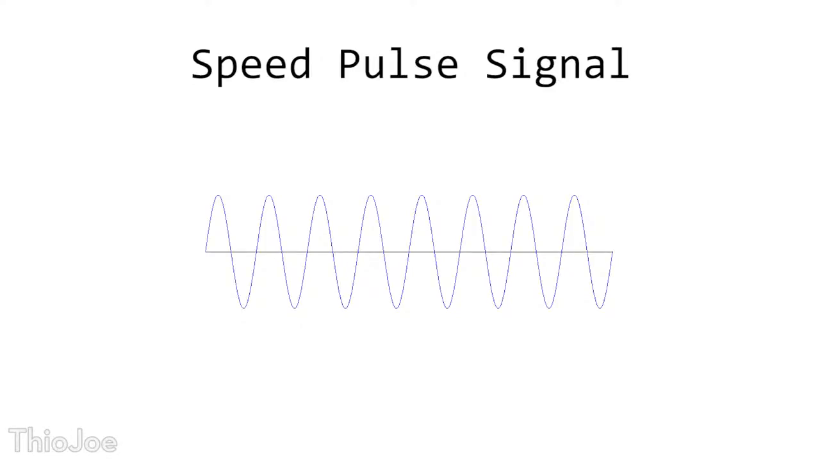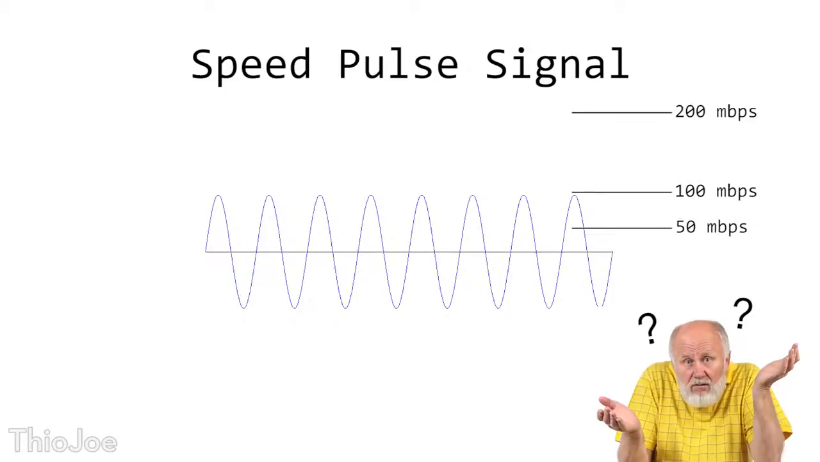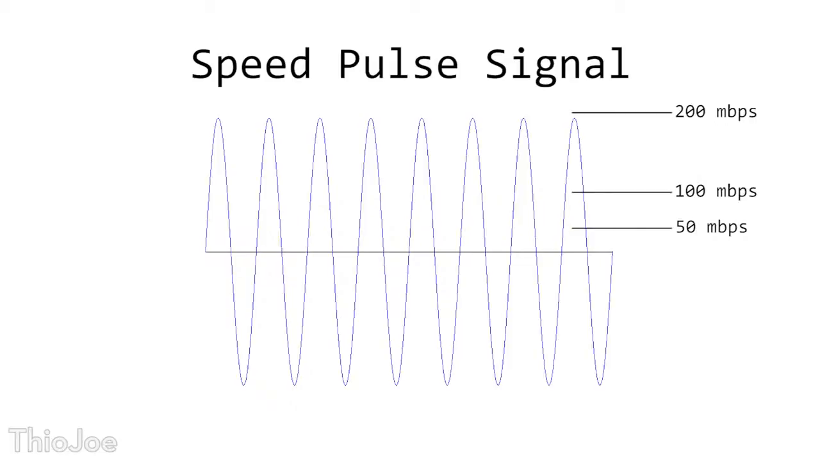And this signal is essentially a simple standing wave, and how it works is the internet speed is actually determined by the amplitude of this signal. Now that all sounds complicated, but all you need to know is that if you amplify the speed pulse signal, your ISP is going to give you more bandwidth and therefore a faster internet speed.